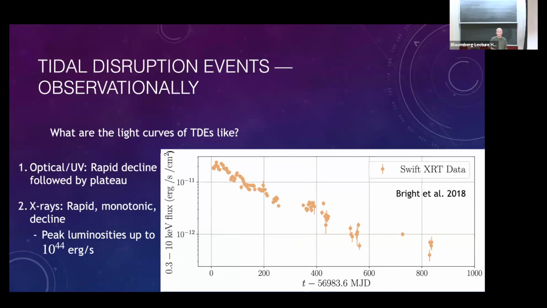X-rays, they're equally bright in X-rays. They can hit 10 to the 44 erg per second in soft X-rays. They decay rapidly. They do not plateau in the X-ray. So that is an optical specific property.